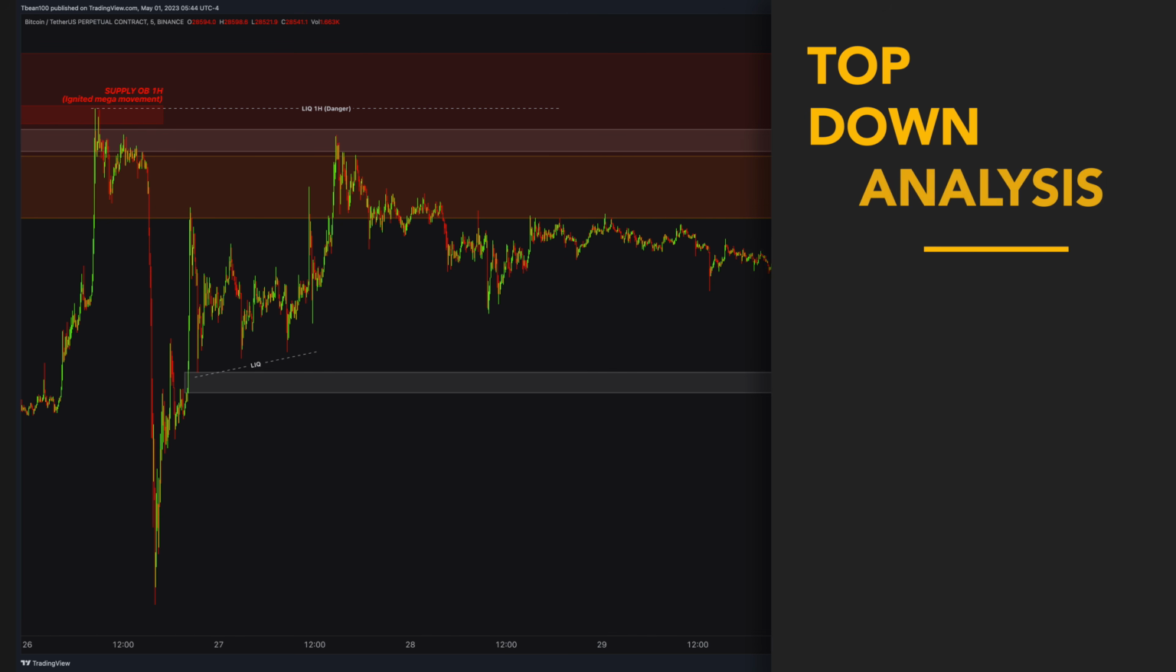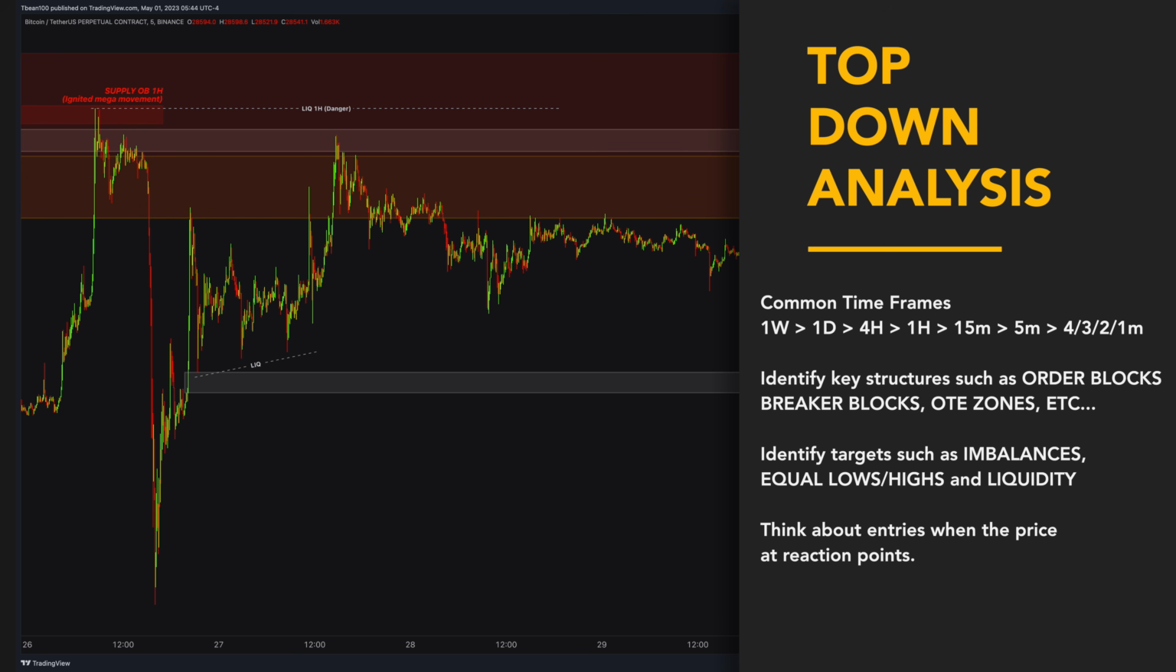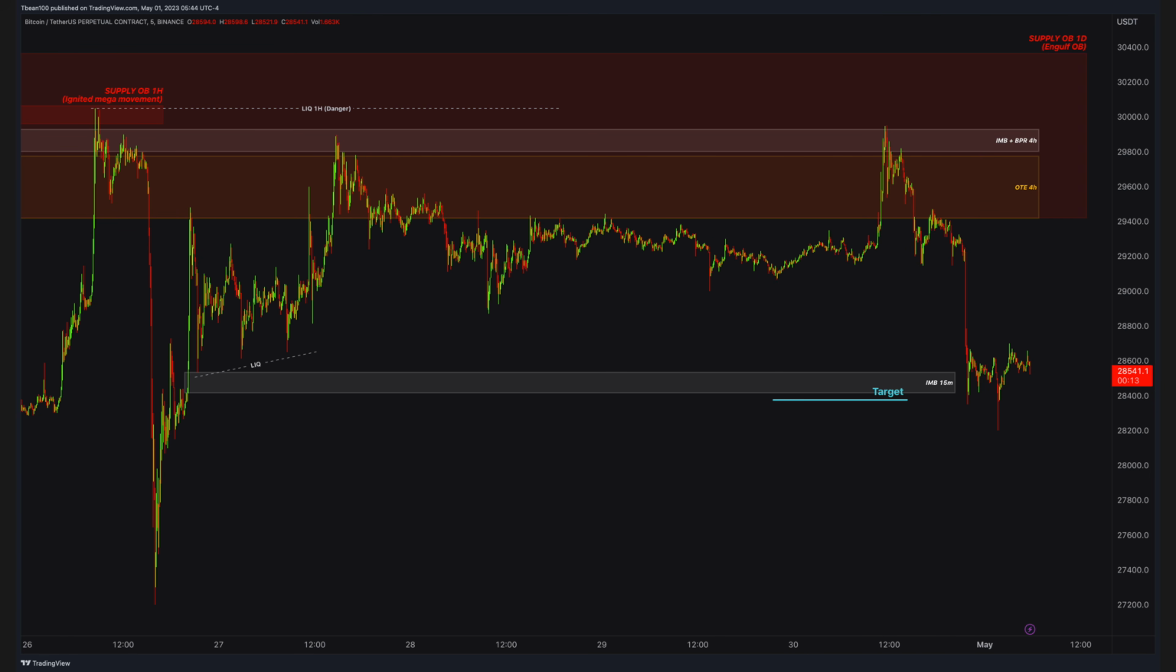As you can see, all we do is extremely simple. We keep going down. Started with 1 day and then 4 hour, 1 hour, 15 minutes and now 5 minutes. All we do is 3 simple things. Identify key structures, order blocks, breaker blocks, imbalances and so on. Then think about where the price may want to go, looking for especially liquidity, equal highs and lows, and imbalance combos. Finally, we think about how we can enter a trade.